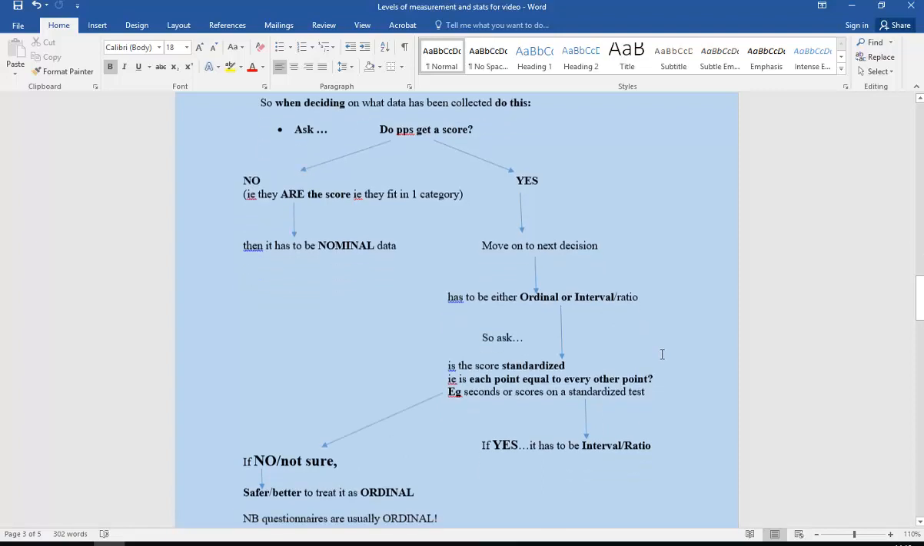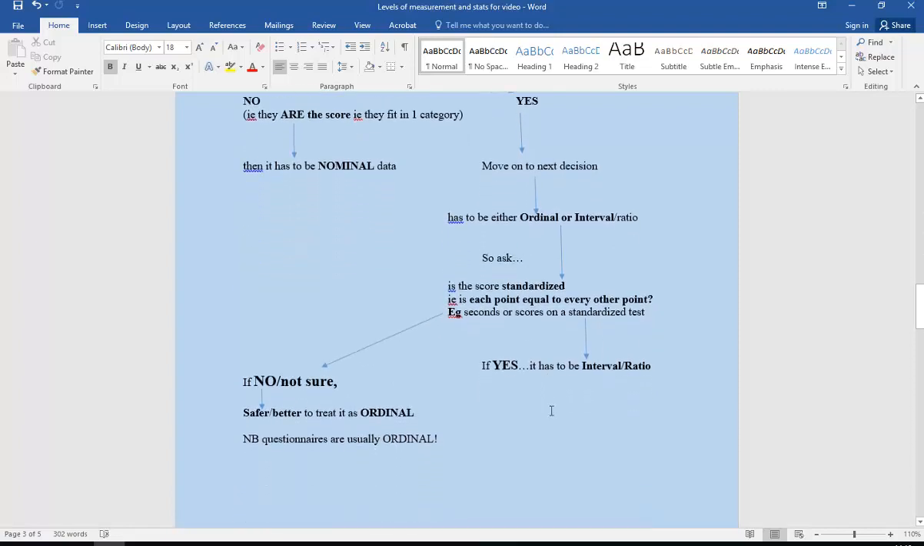So how do you decide? First of all, is the score standardized? In other words, is every point on that scoring system equal to every other point? E.g., number of seconds. Seconds are all exactly the same. They're not seen the same, but they are the same, and therefore it's standardized. So if we have standardized data, for example the measurement is how many seconds it takes, it's got to be interval ratio. The other thing is, if they get a score and it's standardized, as in a standardized test of some sort, we are safe to use it as interval ratio data.